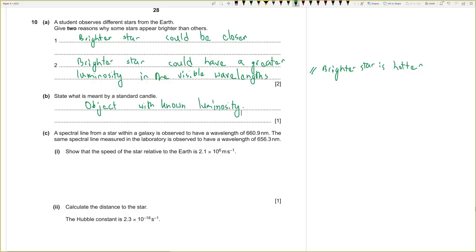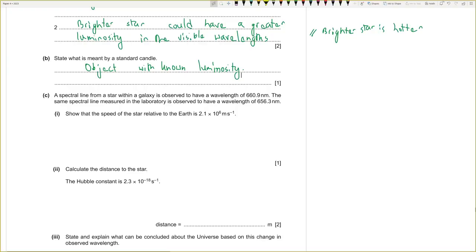A spectral line from a star or galaxy is observed to have a wavelength of 660.9 nanometers. The same spectral line measured in the laboratory is observed to have a wavelength of 656.3 nanometers. So this is the original wavelength, and this is the increased wavelength due to Doppler redshift. You know that the universe is expanding and stars are moving away from each other. Show that the speed of the star relative to the Earth is 2.1 times 10 to the power 6.